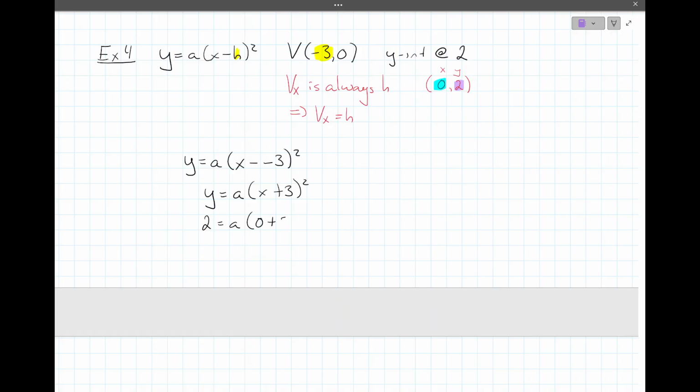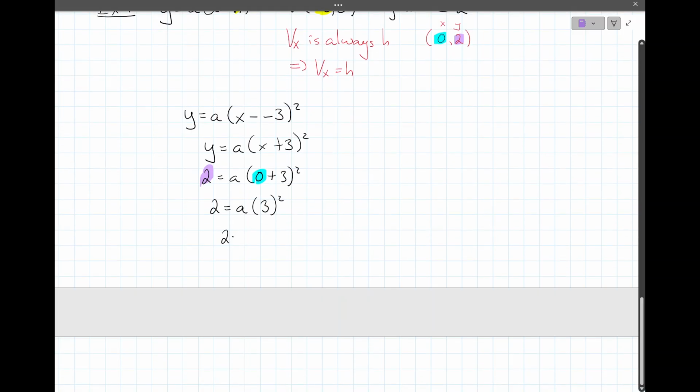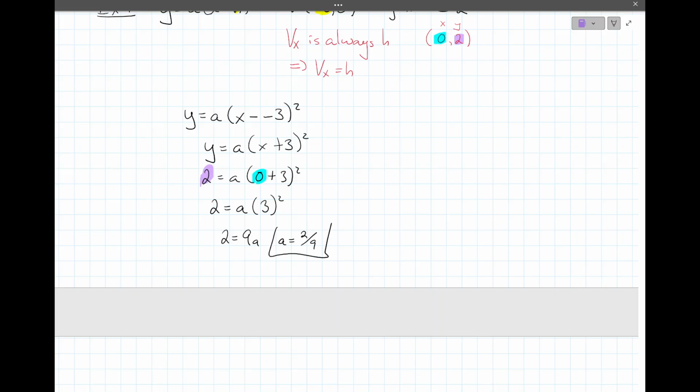This will be 0 plus 3 squared. And just to color code it here, that'll be where I got that. That's replacing x, that's replacing y. I'm going to end up with 2 equals 3 squared a, and this gets to be 2 equals 9a, or a is equal to 2 over 9.